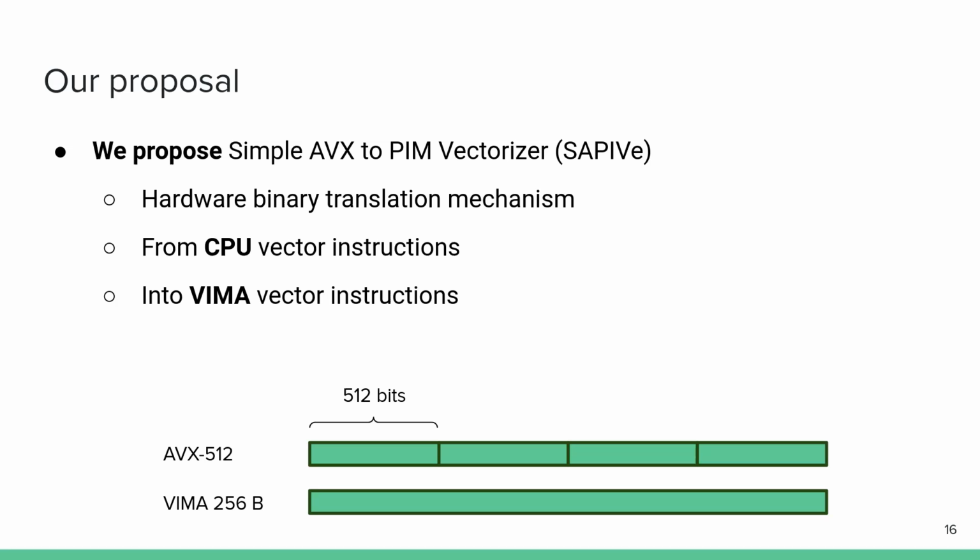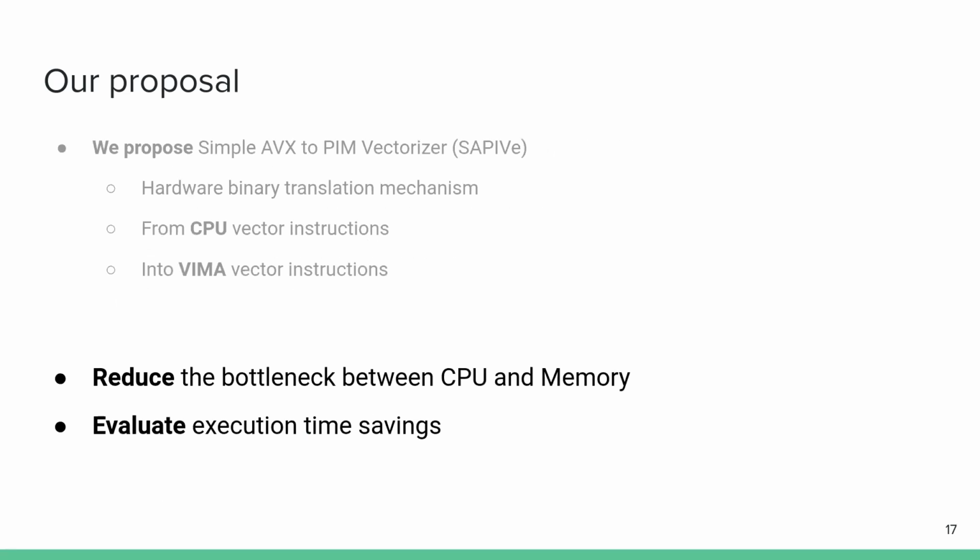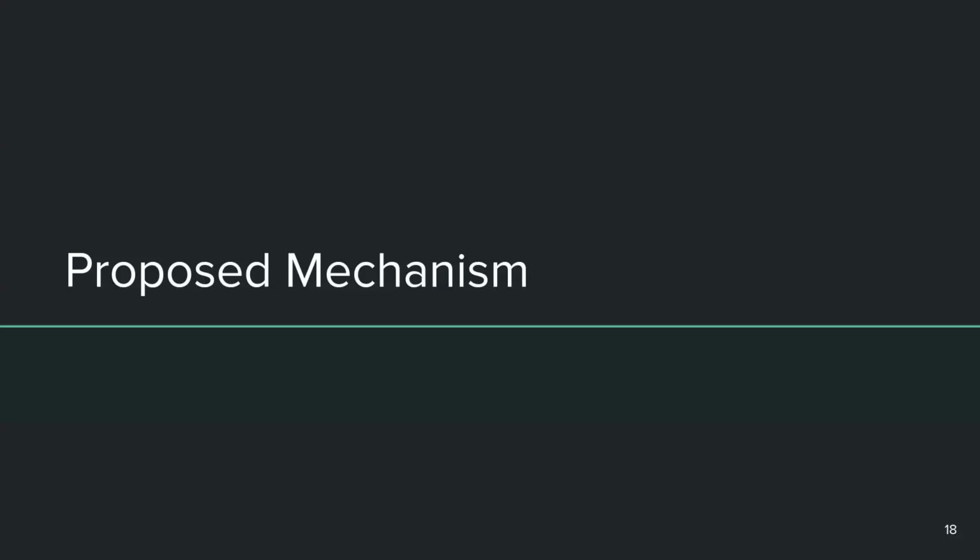Sapive is a hardware binary translation mechanism capable of converting CPU vector instructions into VIMA vector instructions that are capable of processing a bigger amount of data. The Sapive purpose is to reduce the bottleneck between CPU and memory, and by doing this, reduce the application's execution time.